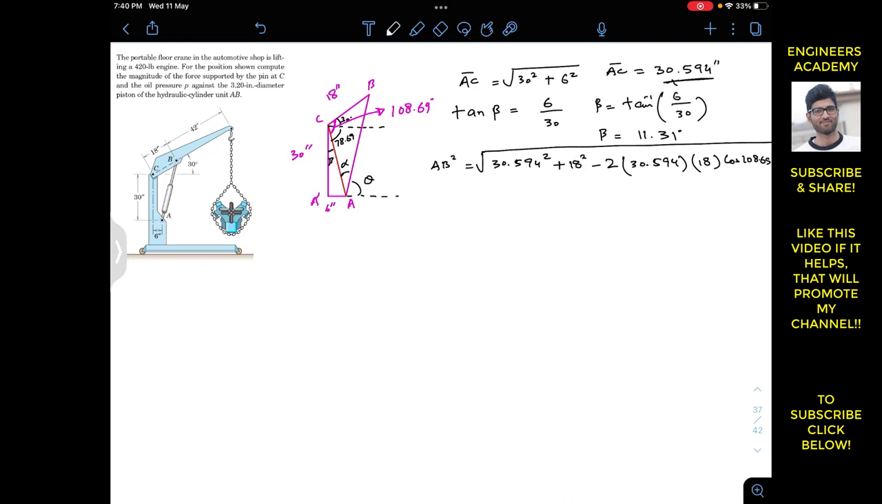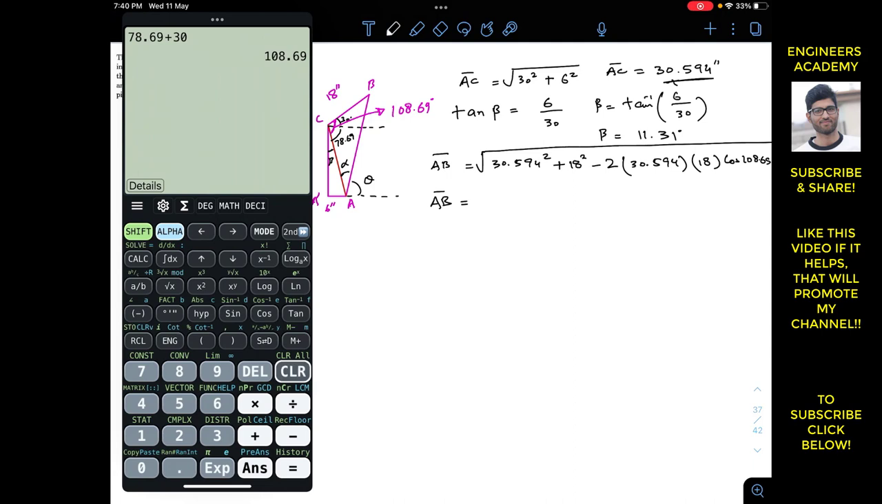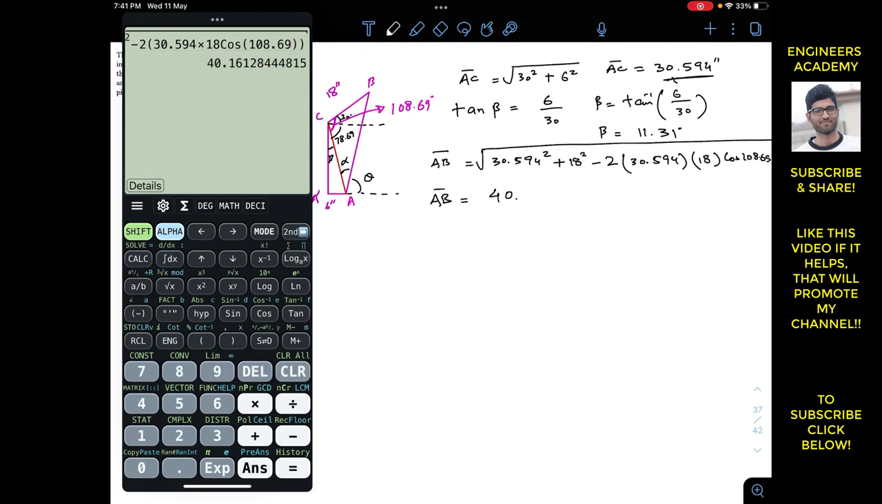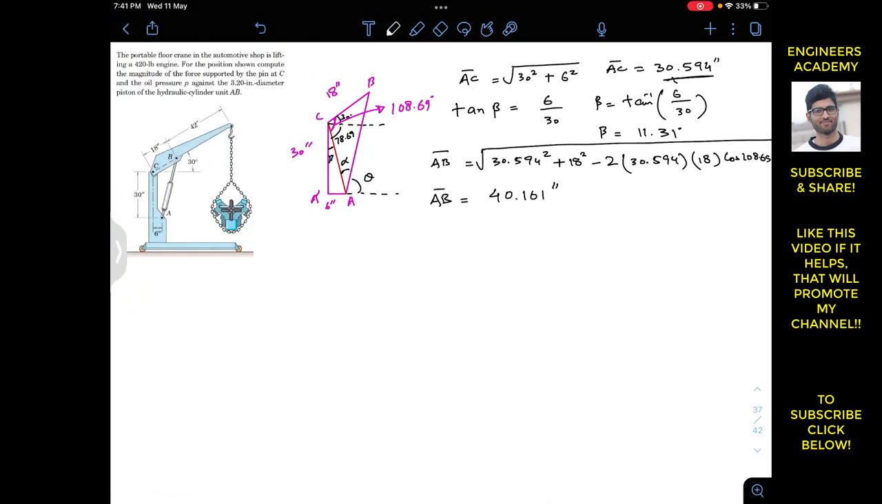So this will give us the AB length when this BC line is making 30 degrees with the horizontal. This will be equal to 30.594 square plus 18 square minus 2 into 30.594 into 18 cos of 108.69. So this gives us AB length equal to 40.161 inches.